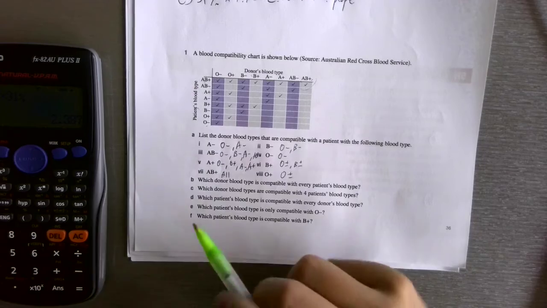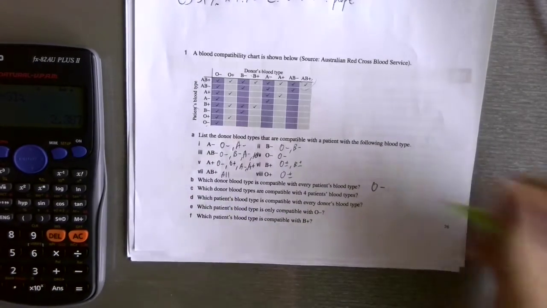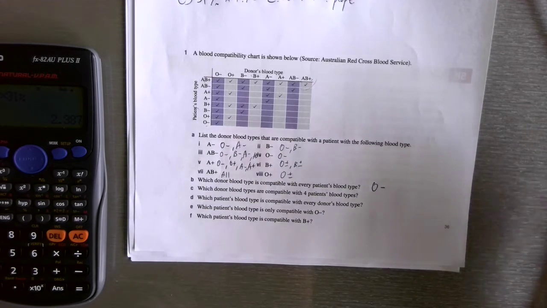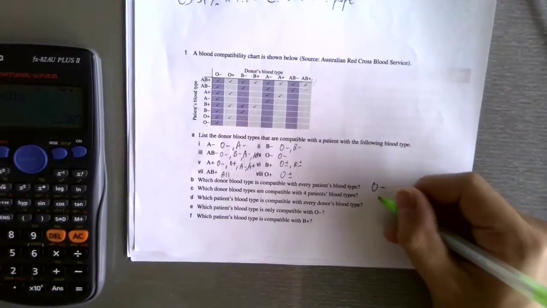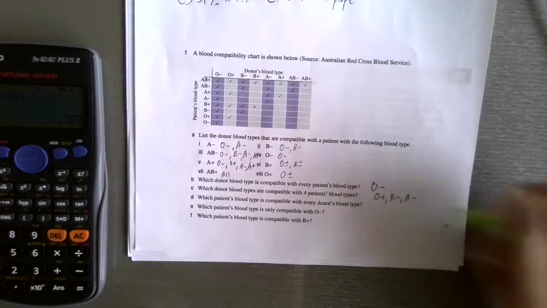Okay, so the donor blood that is compatible with every patient's blood type is O negative. Donor blood types compatible with 4 patients' blood types. Okay, so we're going to look at this column and see which ones are compatible with 4. All right, and so that's O positive here, B negative there, and A negative.